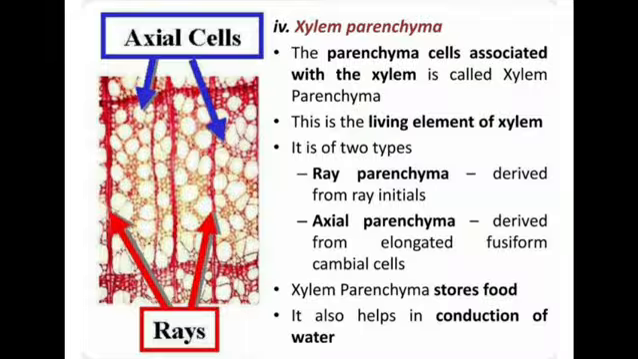Xylem parenchyma. The parenchyma cells associated with the xylem are called xylem parenchyma. This is the living element of xylem. It is of two types: ray parenchyma, derived from ray initials, and axial parenchyma, derived from elongated fusiform cambial cells. Xylem parenchyma stores food. It also helps in conduction of water.